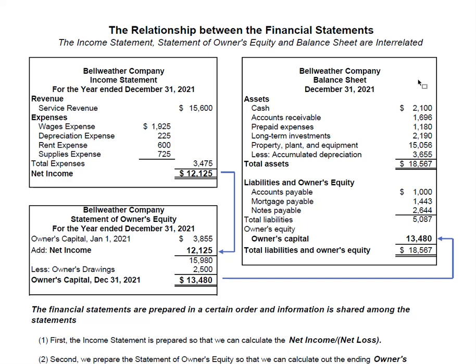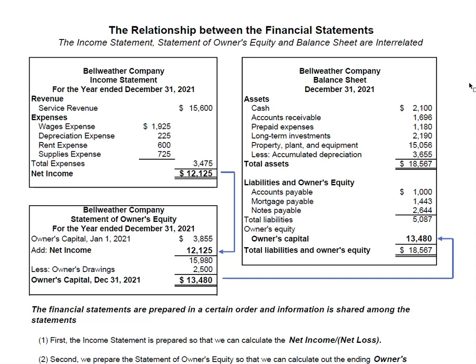The next statement that's prepared is the balance sheet, and we need that balance in the owner's capital for our balance sheet. That's why it's prepared third. So the income statement's prepared first, the statement of owner's equity is prepared second, and the balance sheet is prepared third. Once again, the balance sheet has a heading, the name of the company, Bellwether Company, the name of the statement, the balance sheet, and this one says December 31st, 2021.